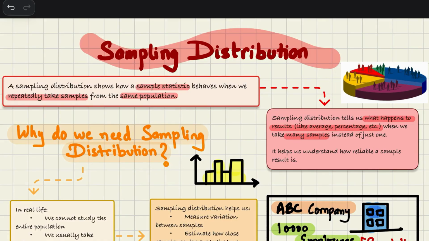Now let's move to sampling distribution. This is one of the most important concepts in statistics, because in real life we rarely have access to the entire population. Imagine trying to collect information from every customer of Amazon, or every voter in India, or every employee in a multinational company. It would be extremely costly and time consuming and sometimes impossible. So instead, we collect data from a small group called a sample and use it to draw conclusions about the whole population.